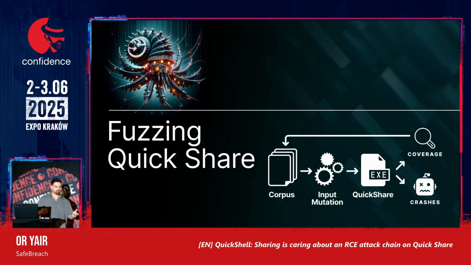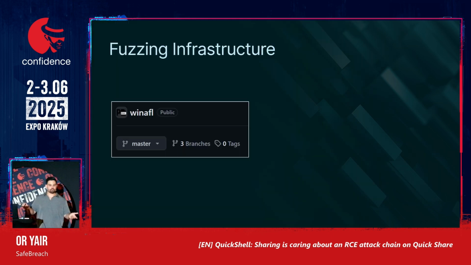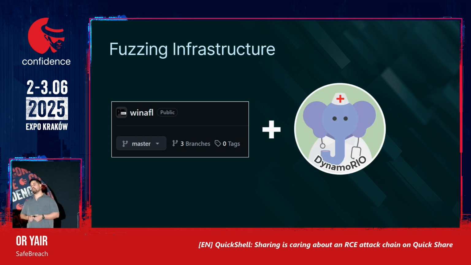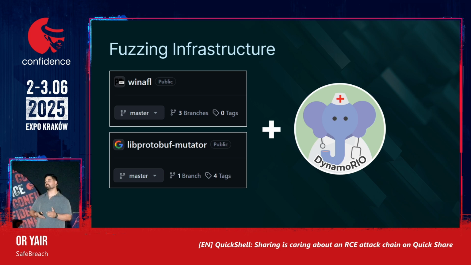Once we had the basic understanding of the protocol, we could start fuzzing it. For the fuzzing infrastructure, we chose the most basic one for Windows, which is WinAFL. For instrumentation, we used DynamoRIO. Then in order to mutate only the values in the protobuf structure without ruining the validity of the protobuf structure itself, we used libprotobuf-mutator, which was developed by Google exactly for that.